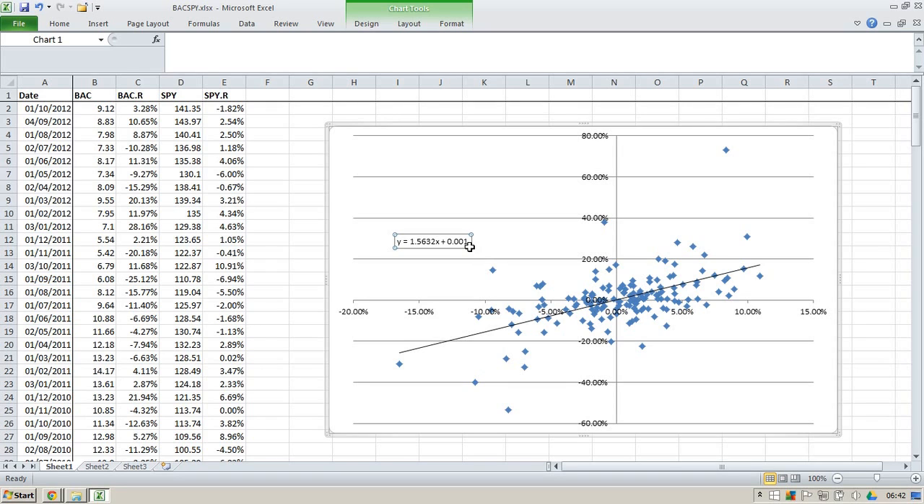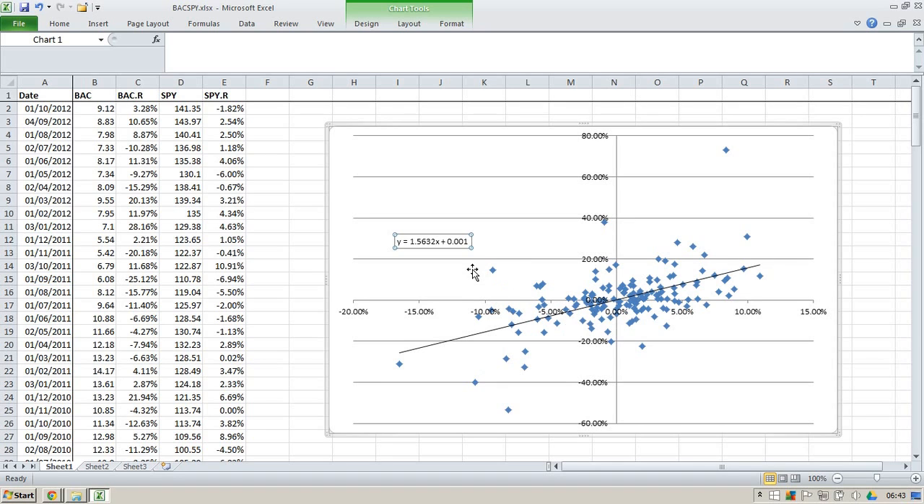Remember, y is Bank of America return, x is the return on the market, and so you can see the return on Bank of America equals 1.5632 times x. What that tells us is that when x goes up by 1%, when there's a 1% gain in the S&P 500, Bank of America goes up on average by 1.56%. And when the market goes down by 1%, Bank of America goes down by 1.56% on average. Obviously, it doesn't happen all the time because the blue dots are not on this black line. But on average, that's what happens.